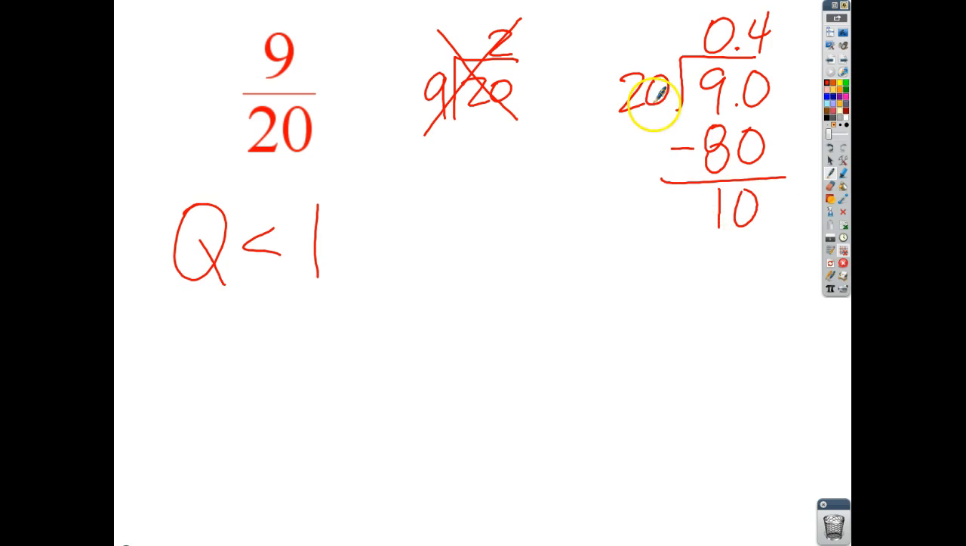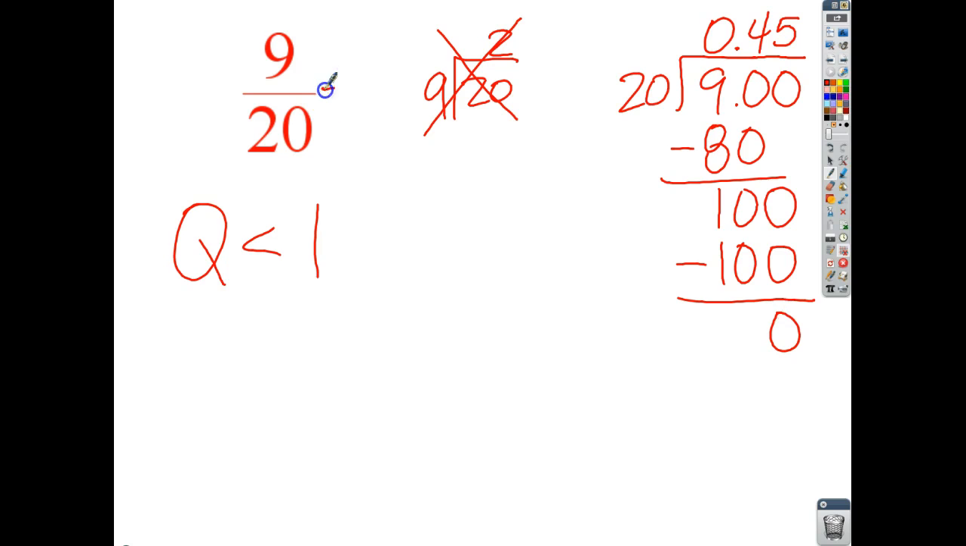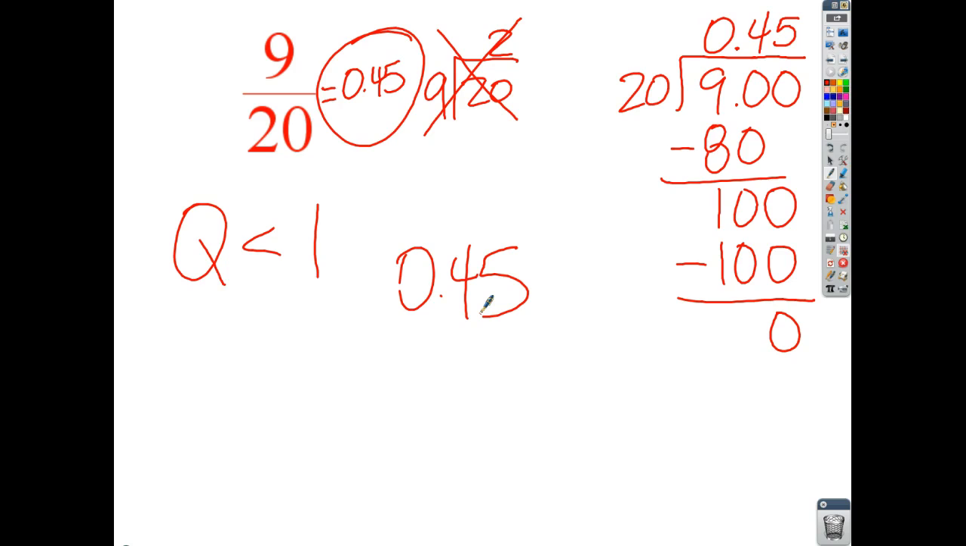I can't take 10 and share it with 20, so I need to break that into hundredths. 100 hundredths broken into 20 groups. I'm going to get 5 on each thing, okay? So 5 times 20 is 100. I have none remaining. My final answer here is going to be 0.45. Okay, so 45 hundredths, all right, is 9 divided by 20.